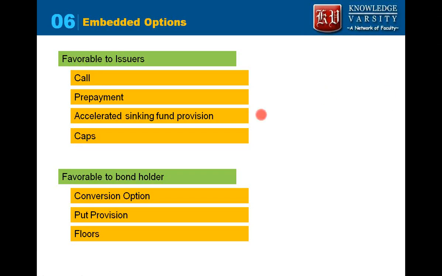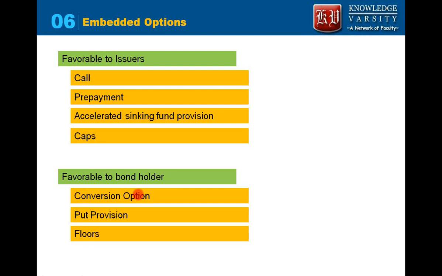Similarly, whenever there is something which is favoring the bondholders, the yield is lesser because these options are benefiting the bondholders, so they should sacrifice some of the yield. Some of the things which are favorable to the bondholders is, one is the conversion option, that is the bondholder can convert the fixed income security to equity security.